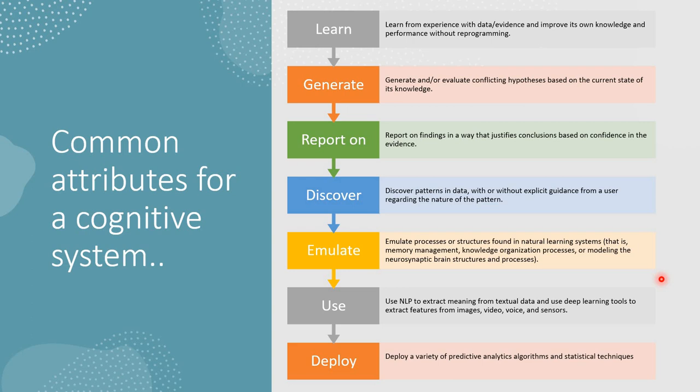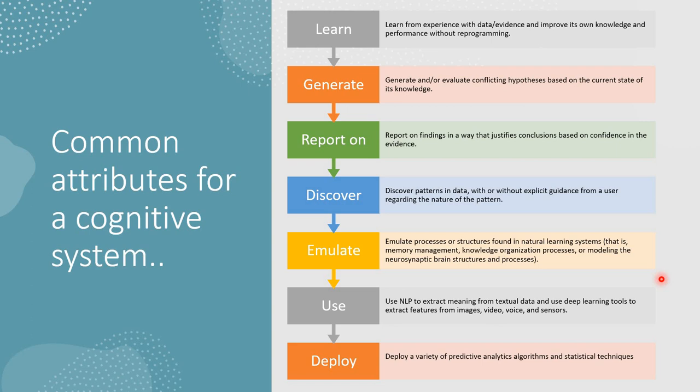What are the common attributes for a cognitive system? Learn. You must learn from the experience, from the previous data, from the evidence, and improve your knowledge. If you are calling yourself cognitive, if your system has to be cognitive, it has to learn from the experience and the data that you are providing it as a feed, and it should evolve.